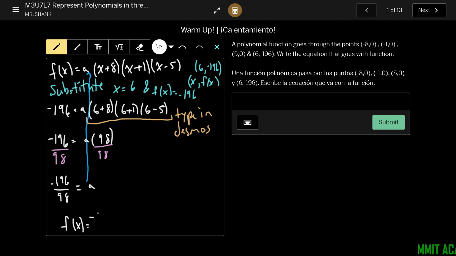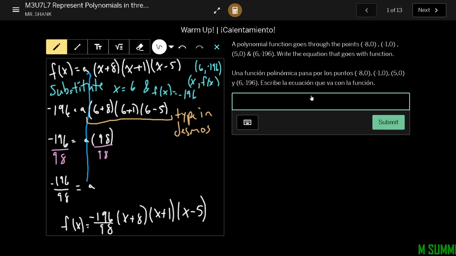Alright, so we said negative 196 over 98, keep doing that. But I'm going to say, alright, I have parentheses, I have x plus 8 times x plus 1 times x minus 5. So that's going to be our full equation, and I can check as well on my graph. So let me type it in this little answer space here first.